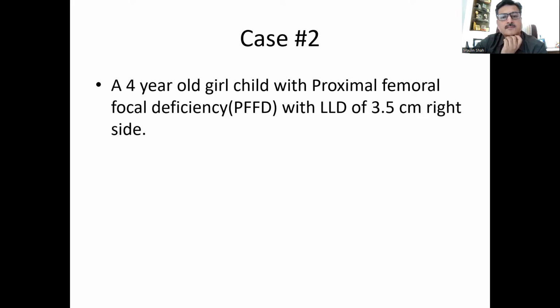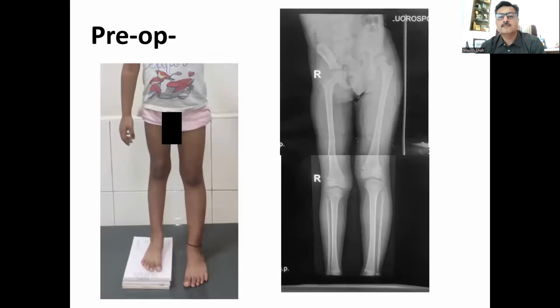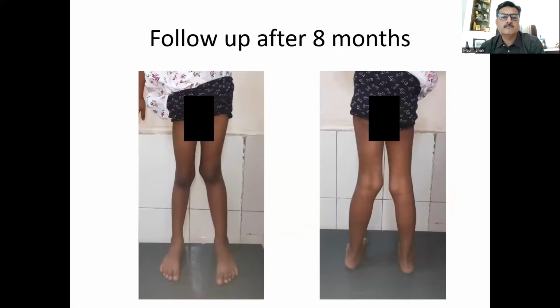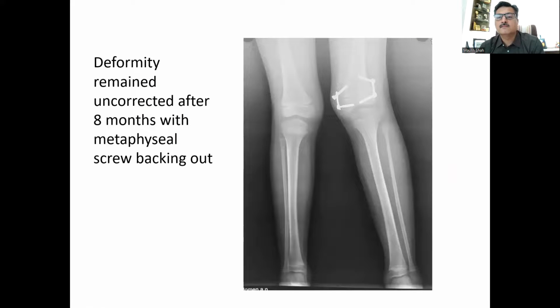The next case is a 4-year-old child with PFFD, proximal femoral focal deficiency, with a limb length discrepancy of 2.5 centimeters on the right side. This was her clinical picture, and this was her scanogram. We did a medial and lateral hemiepiphysiodesis of the distal femur using 8 plates on the contralateral limb to correct the limb length discrepancy, and this was follow-up after 8 weeks. We can see a bulge on the medial aspect of the left side.